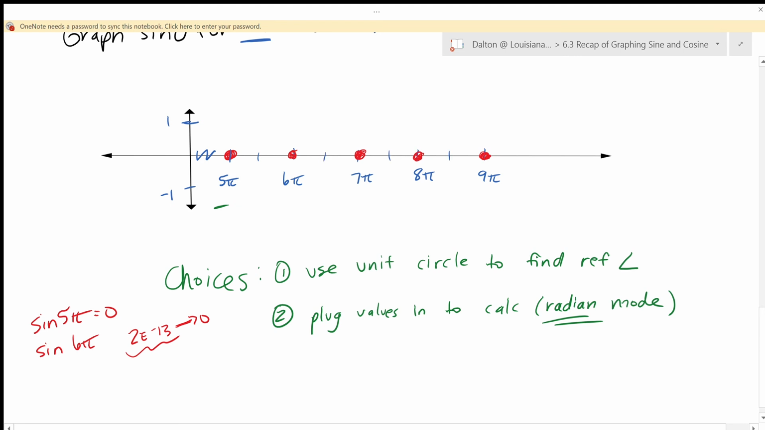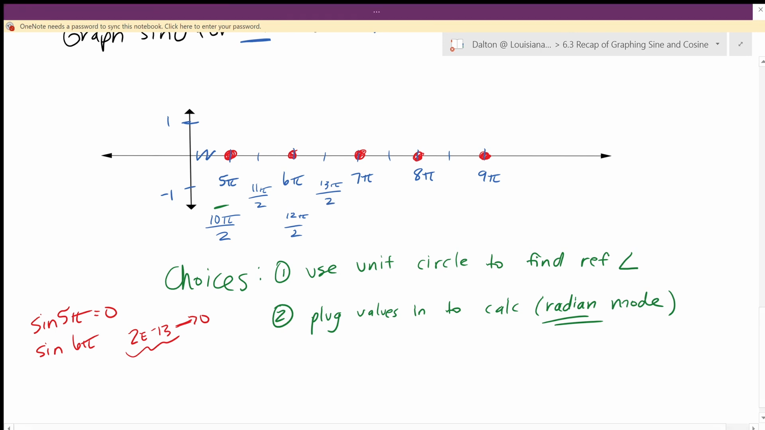So between 5 pi and 6 pi, this is technically 10 pi over 2, right? Because 10 over 2 is 5, which means this one would be 11 pi over 2. And if this is 12 pi over 2, then this one would be 13 pi over 2. So let's plug those into the calculator now.